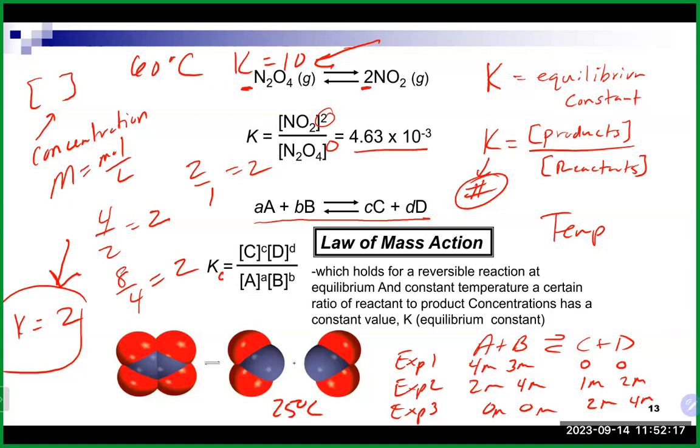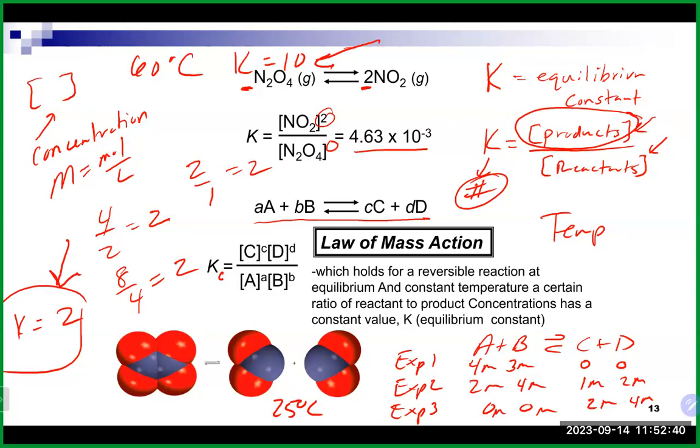If we just think about it mathematically, we're taking products divided by reactants, which means if I have a big number for K, I need a big number up on top, right? So big number divided by a small number gives me a big number. So if you see a value of K that's considered a large value, that means when you reach equilibrium, you should mainly have products present.